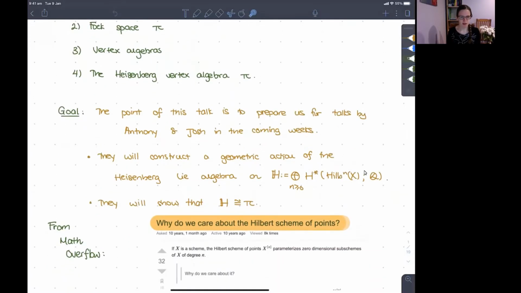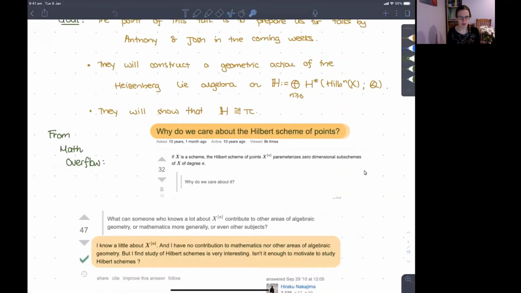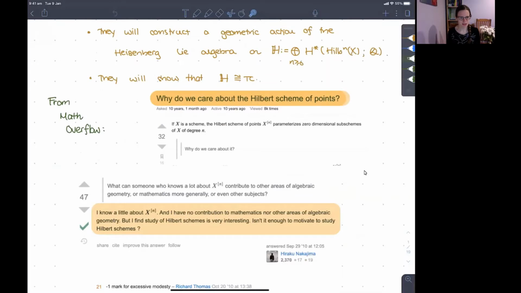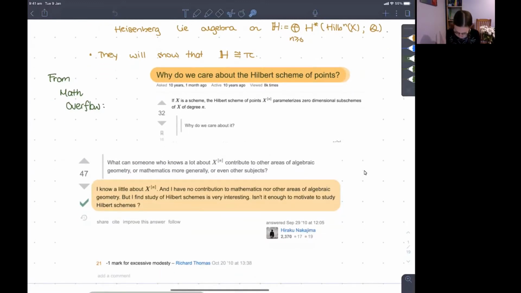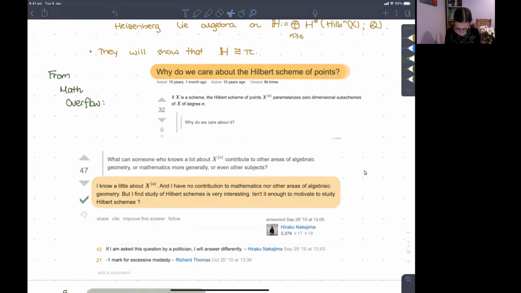So I found this on Math Overflow and it made me laugh. Vivek Shende posted, why do we care about Hilbert schemes? And in particular, a question that he asks is, what can someone who knows a lot about the Hilbert scheme contribute to other areas of algebraic geometry or mathematics? And Nakajima wrote, I know a little about the Hilbert scheme, and I have no contribution to mathematics, but I find the study of Hilbert schemes is very interesting. Isn't it enough? And Richard Thomas wrote, -1 mark for excessive modesty. And then I blocked out this bit, but Nakajima also wrote, if I am asked this question by a politician, I will answer differently. So, anyway.